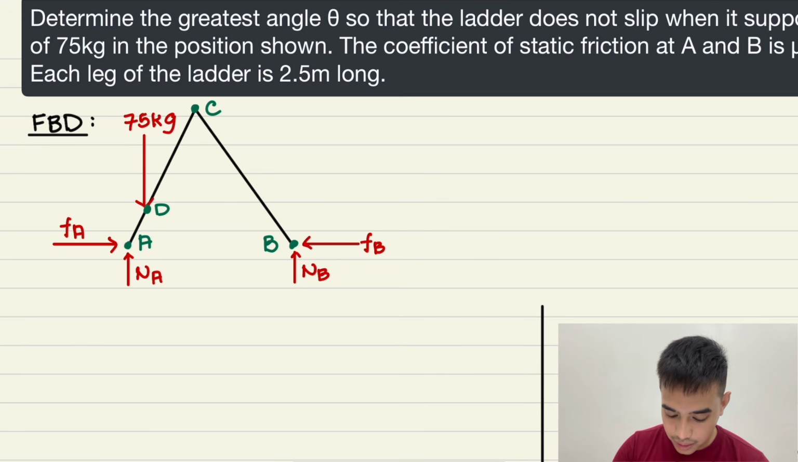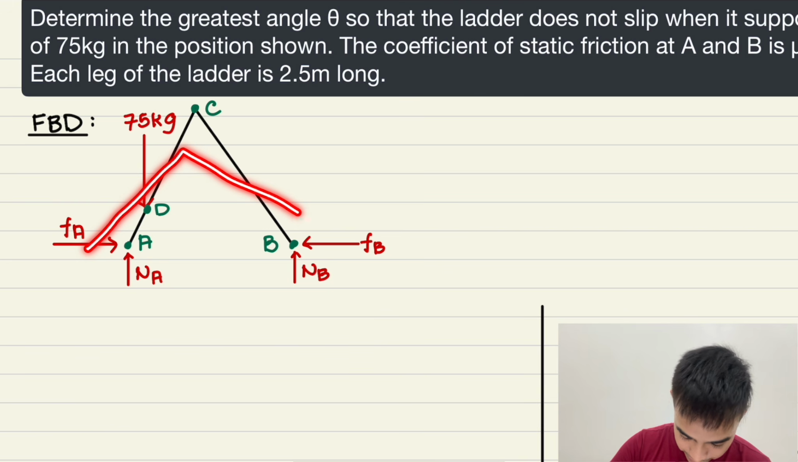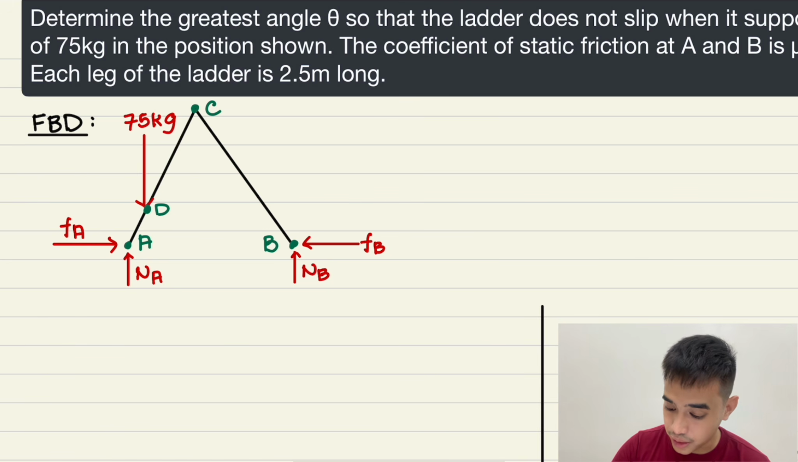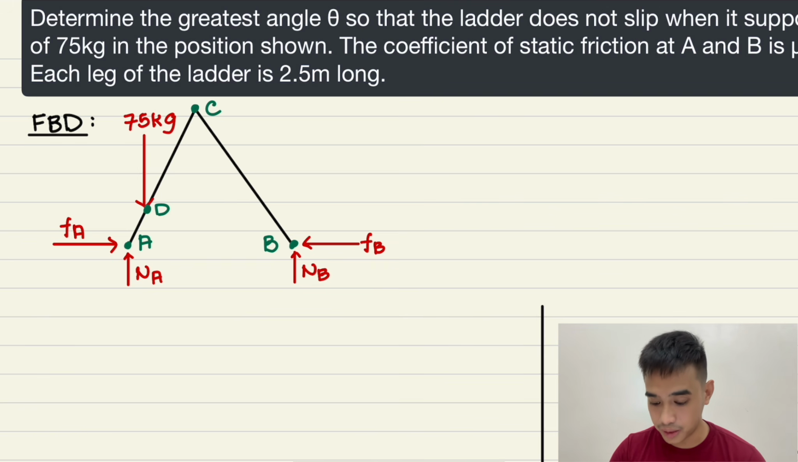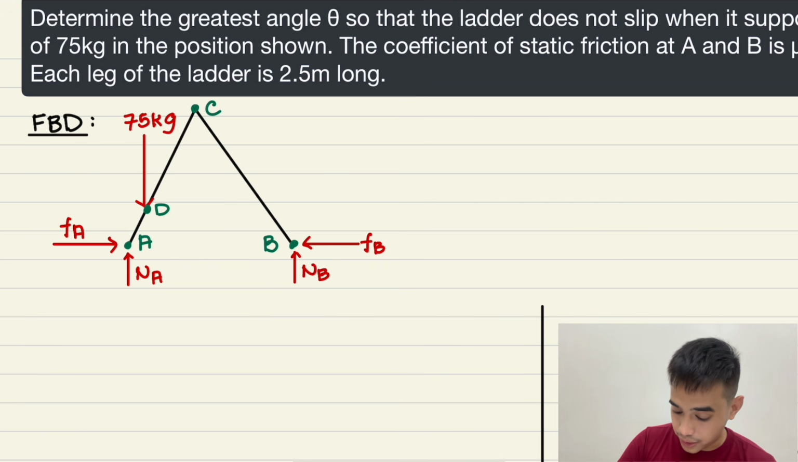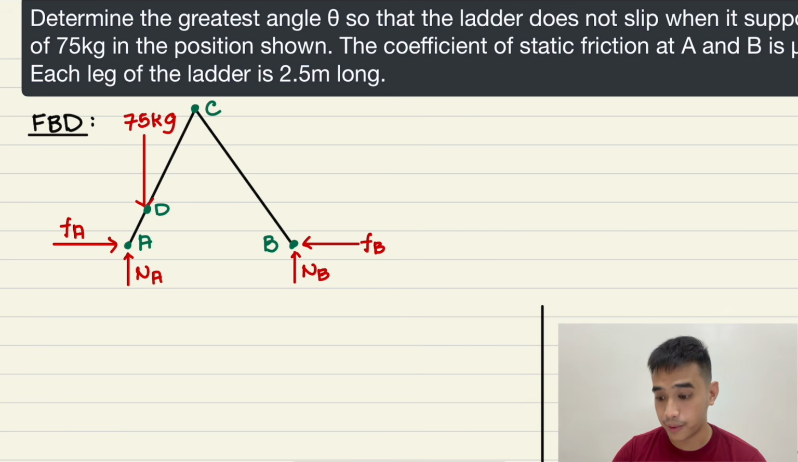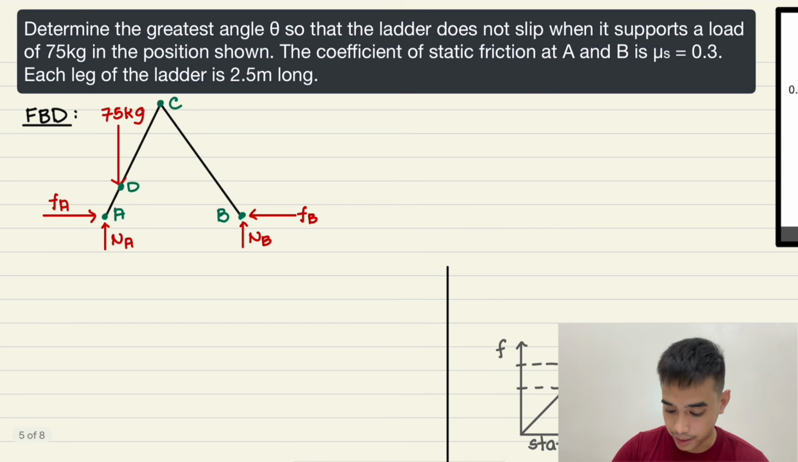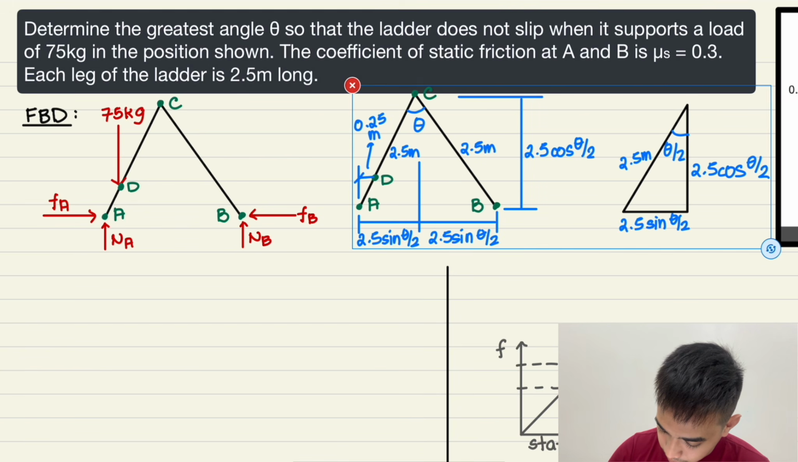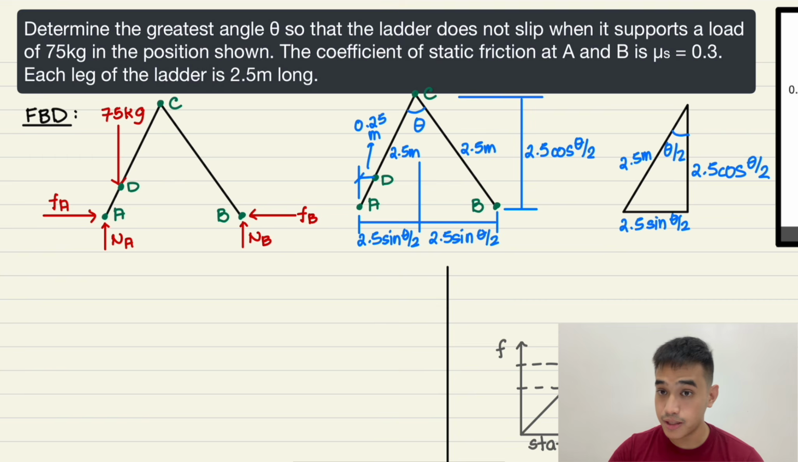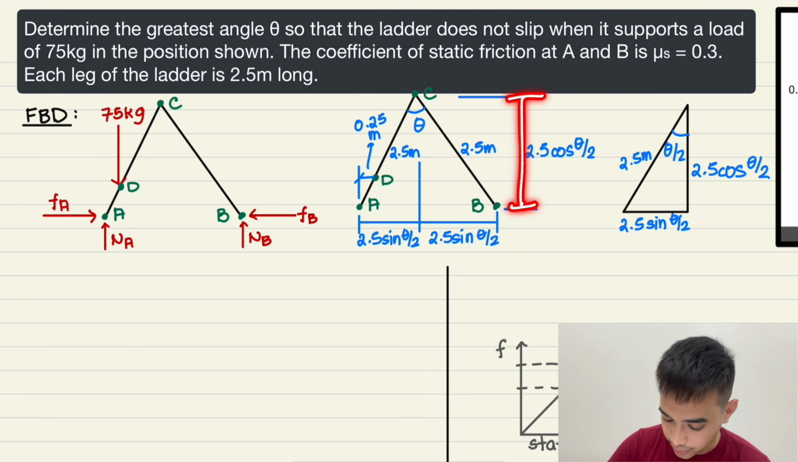The direction of this friction was decided because if we imagine the movement of our ladder once we have applied the load, it will tend to move in this manner. And since friction always acts opposite the direction of motion, the friction at B will be as such and the friction at A will be as such. The next thing that we have to prepare is the dimensions of our free body diagram, and I've already prepared that. It's here, so you can just pause and analyze. Just a simple trigonometric relationship will give us the dimension for the height here and the widths here.